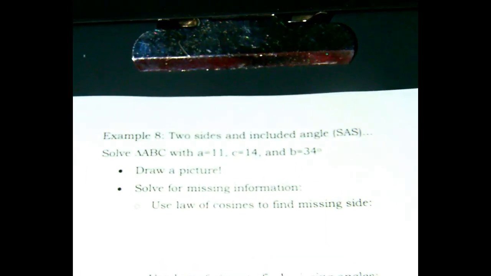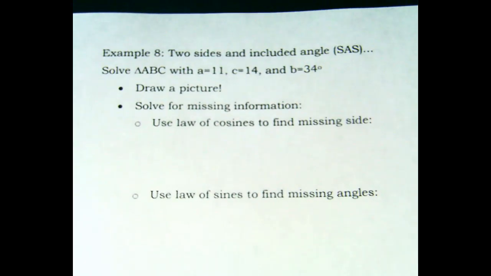So, alright, we have example 8, which says 2 sides and an included angle. We have side, angle, side. We are supposed to solve. It says draw a picture. We don't need to do that. We've already been given that. And solve for the missing information. So I'm going to look over here.